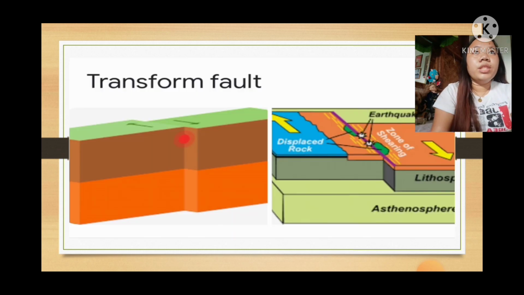Next, we have transform fault, sometimes called a strike-slip boundary. Plates slide past each other in a strike-slip motion.